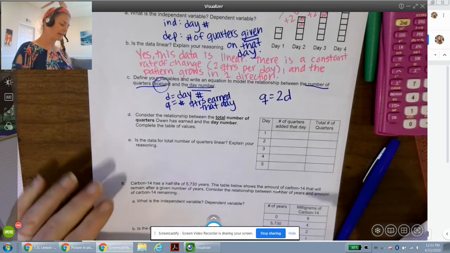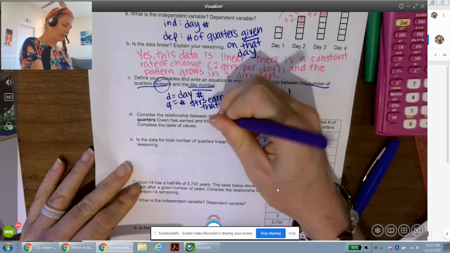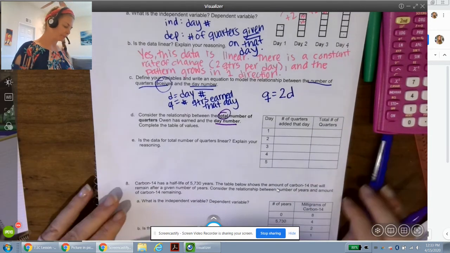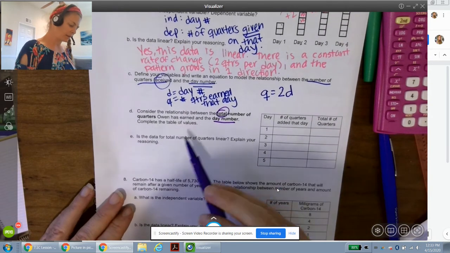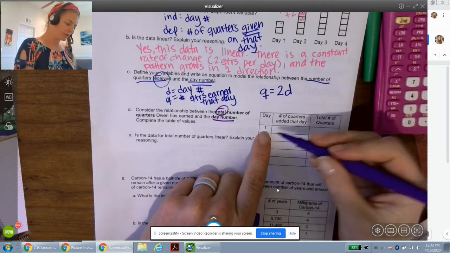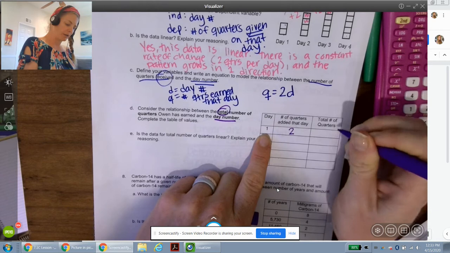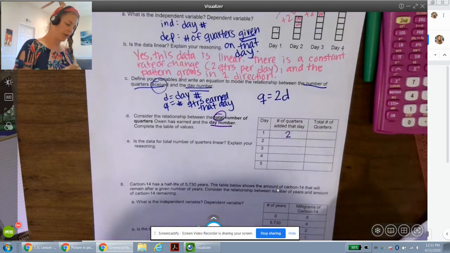Okay, so now we're going to consider the relationship between the total number of quarters that Owen has earned and the day number. So remember, this is the total number that Owen has squirreled away. To do that, we're going to complete the table of values. So day 1, the number of quarters that he gets added that day are 2, meaning he has a total of 2 quarters.